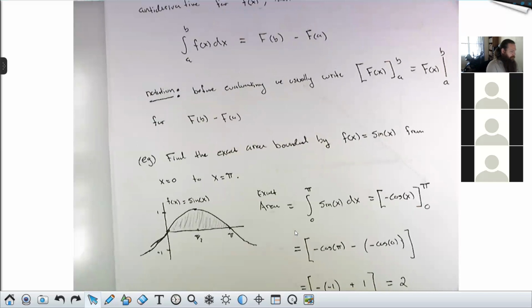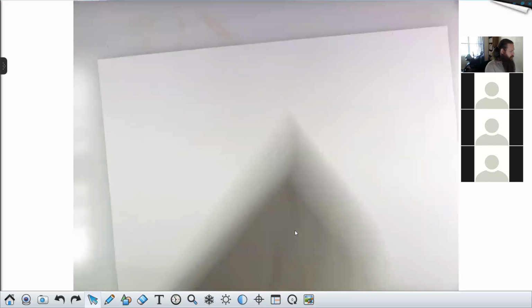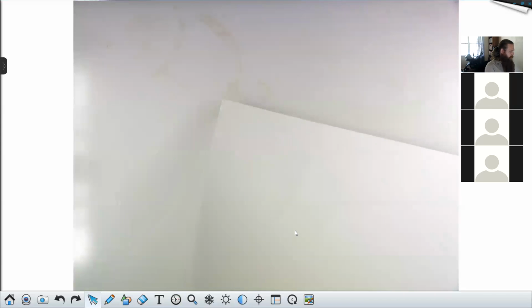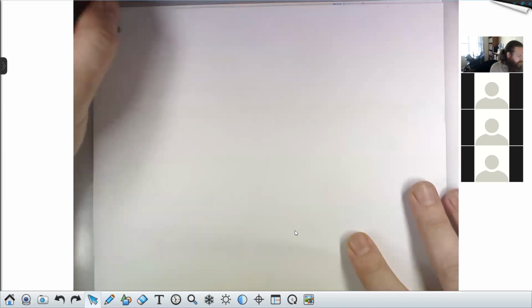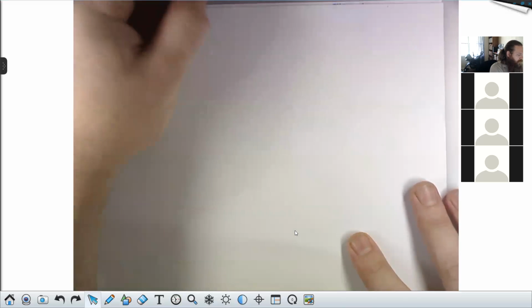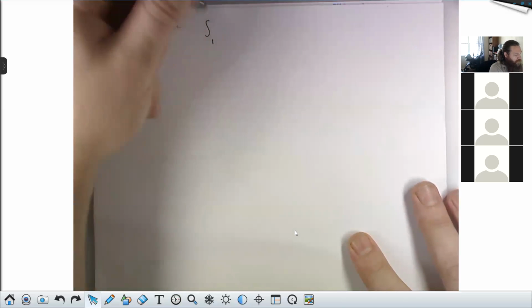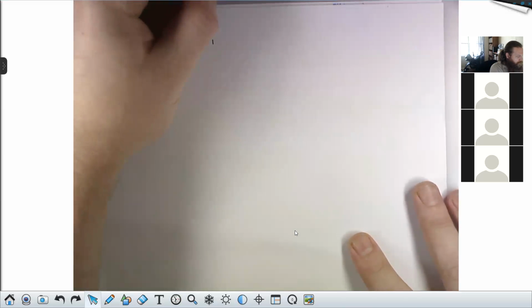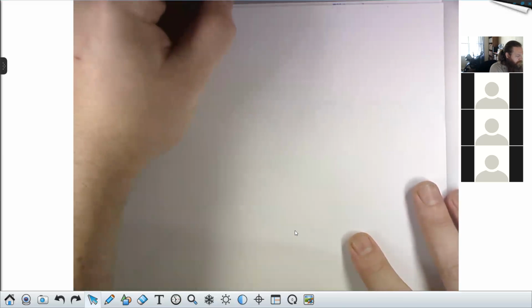Let's try one more. Let's do the one I mentioned there. Let's talk about 1/x a little bit, because this is special. I'm just going to phrase it in terms of an integral this time, because that's how most of these problems will be given. Evaluate the integral from 1 up to e squared of 1/x dx.